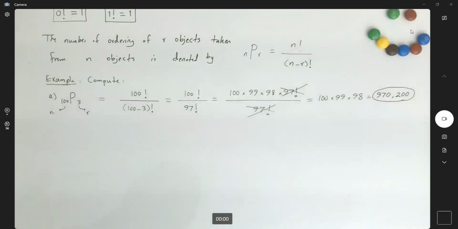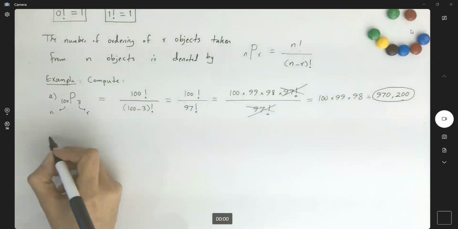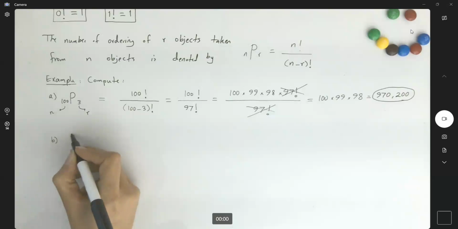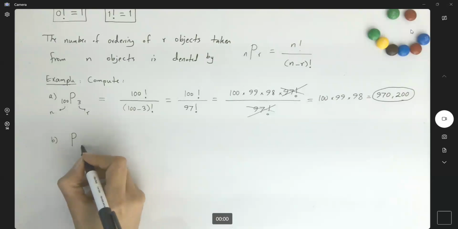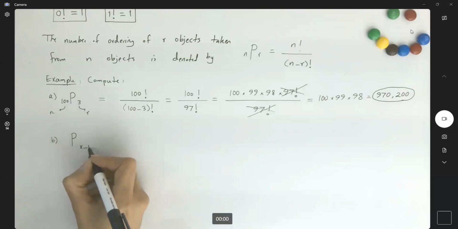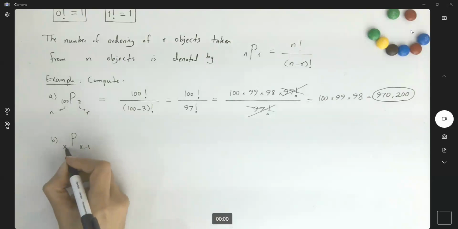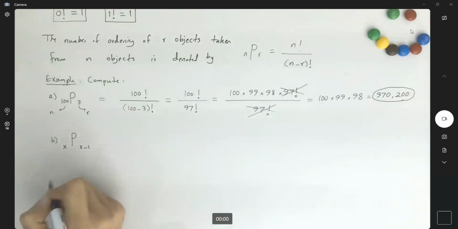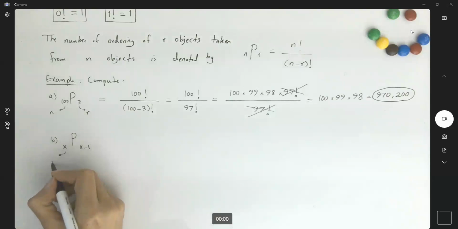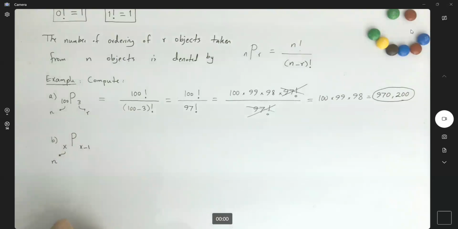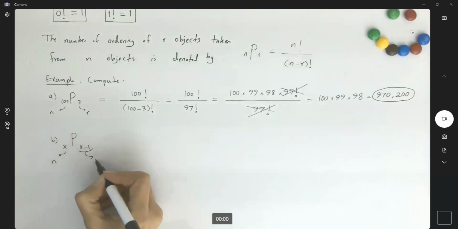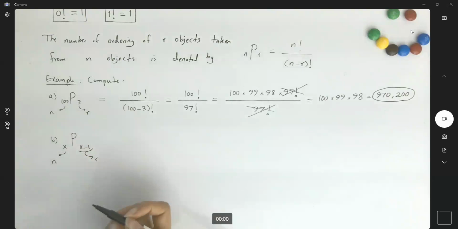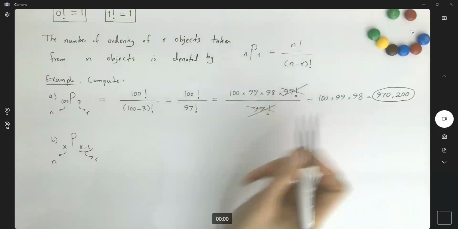Very good. Next example. Let's make it a little bit more abstract. Suppose I ask you to find the permutation of x minus 1 objects out of x objects. So take a look at this. My n is actually just a variable, x. I don't know what that is. And r is x minus 1. We just need to follow the same formula, am I right?